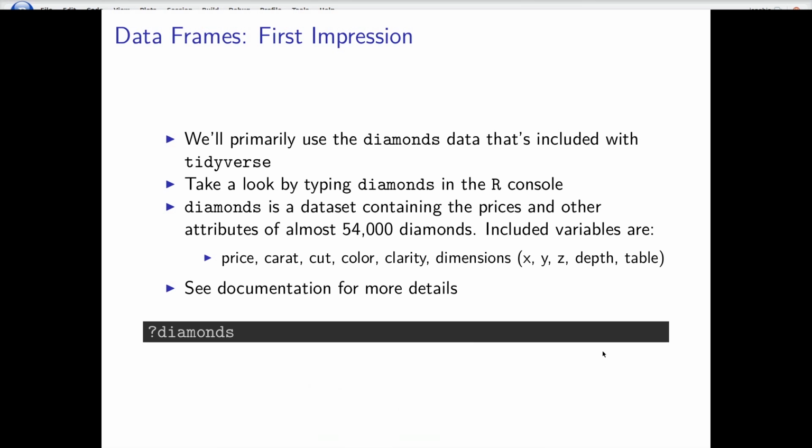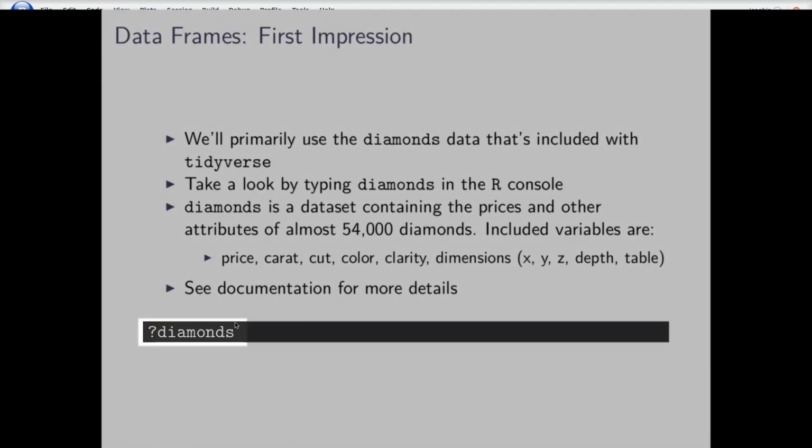For this exercise, I'm going to use a preloaded data frame called diamonds. It's loaded with tidyverse. About 54,000 rows of various diamonds. It has the price, the size in carats, and the cut, color, clarity, and some dimensions related to each diamond. You can see more about it by running ?diamonds in your R command line, and that should pull up the documentation.